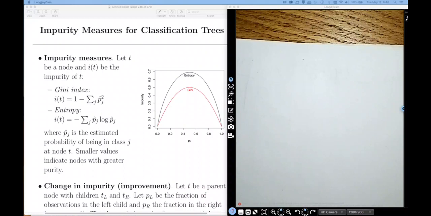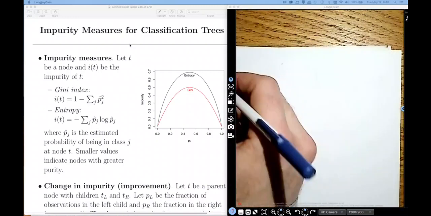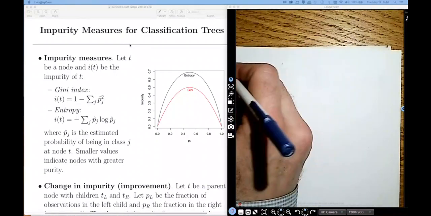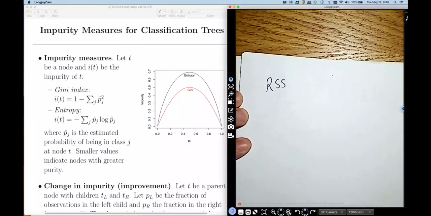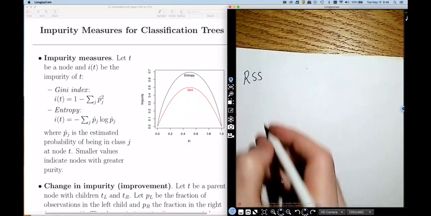Well, in order to understand classification trees, let me review what we were doing with regression trees for a minute and introduce a new term, which is purity or impurity. So what were we doing with regression trees? We were trying to minimize the residual sum of squares. And what is RSS?